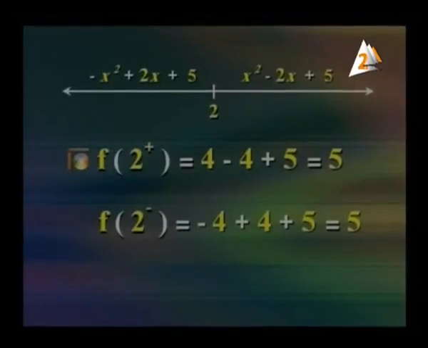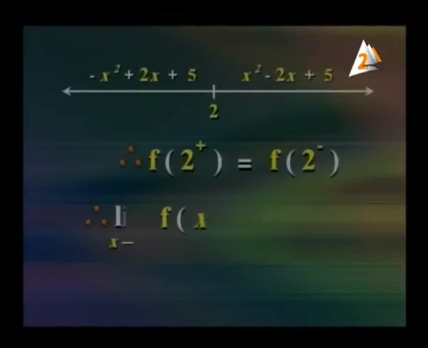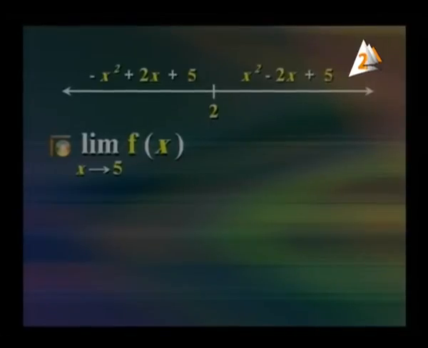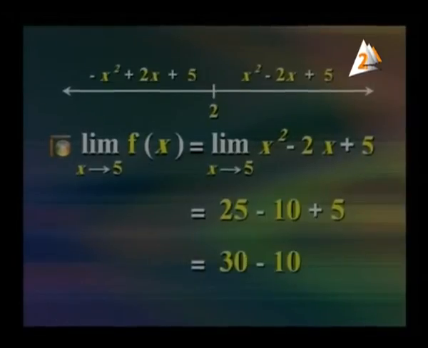Dear student, what do you deduce? Yes, we deduce f of 2 positive equals f of 2 negative. Therefore, limit f of x when x tends to 2 equals 5. When we find limit f of x when x tends to 5, by substitution about x equals 5 in the right function, x squared minus 2x plus 5 equals 25 minus 10 plus 5 equals 30 minus 10 equals 20.